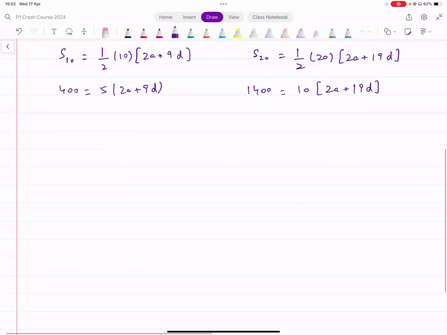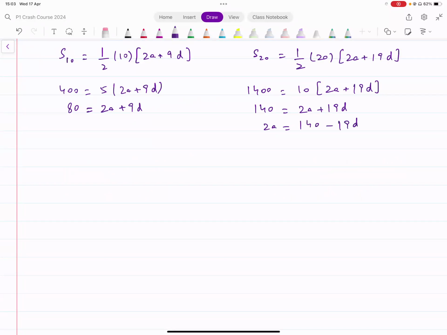Okay. We could divide 5 on the other side to simplify this a bit. That gives us 80 equal to 2a plus 9d. That's one equation. From the other equation, we divide 10 on the other side. That gives us 140 equals 2a plus 19 times d. Now we could make 2a the subject from both sides. 140 minus 19d, since we have 2a here as well. We could say 2a equals 80 minus 9d. Instead of 2a, put 80 minus 9d in the second equation. 80 minus 9d equals 140 minus 19d.